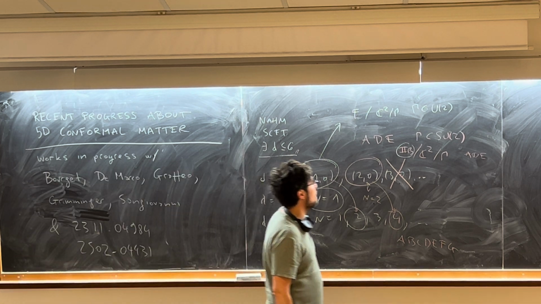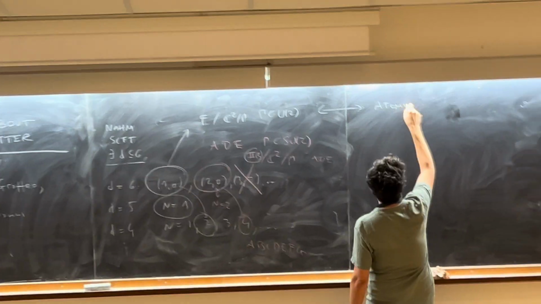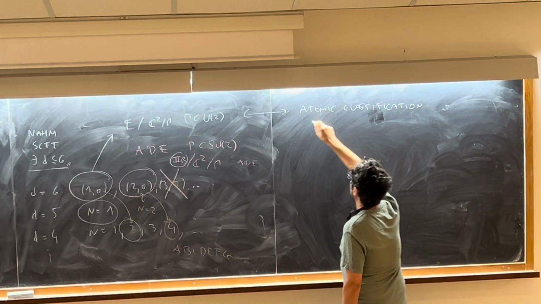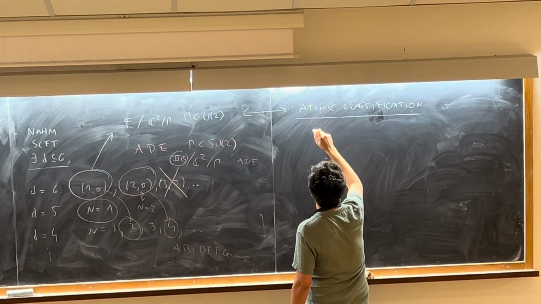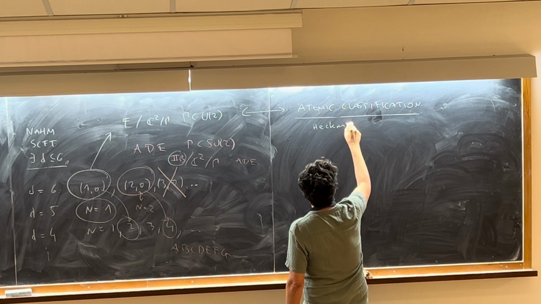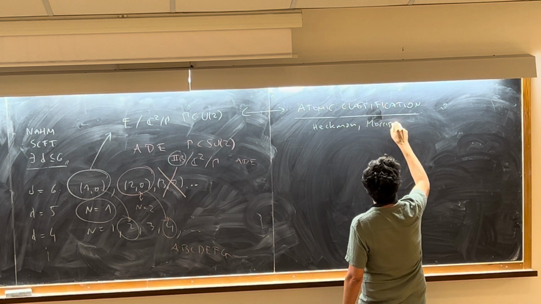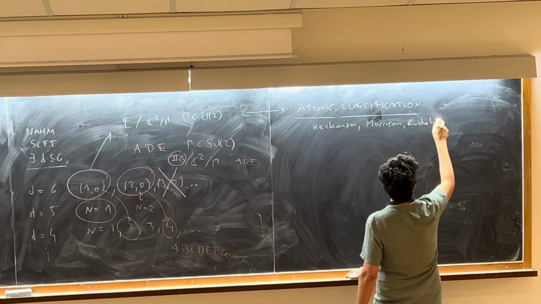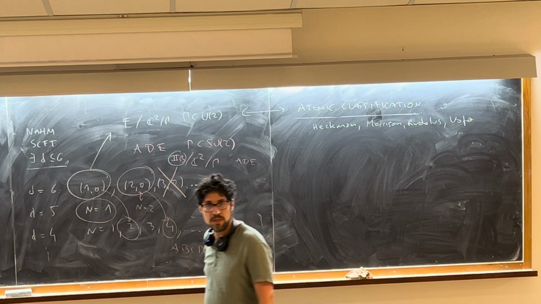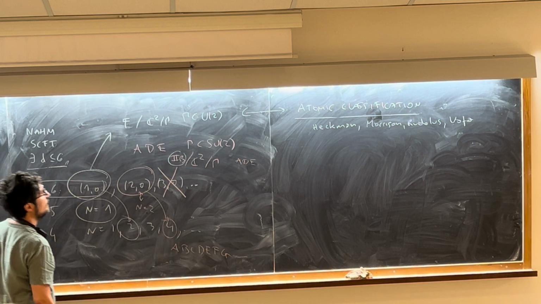But there is also another approach, which is the so-called atomic classification. And this is an idea that was developed by, I think, let me think, Heckman, then there was Morrison, Rudelius, and Vafa. About, I don't know, 8-9 years ago, they performed a classification of 6D (1,0) CFTs in terms of these atoms.